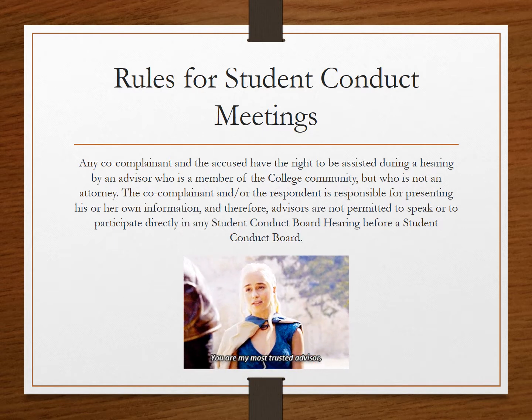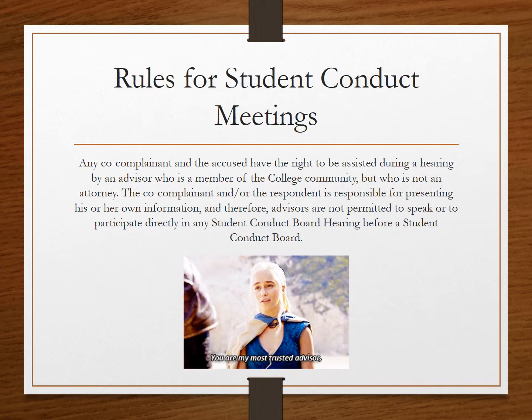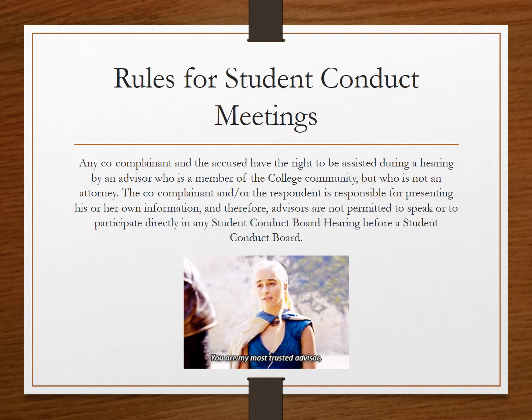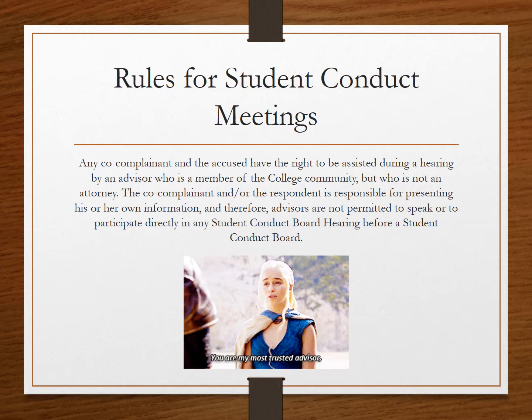Any co-complainant and the accused student have the right to be assisted during a hearing by an advisor who is a member of the college community but who is not an attorney. The student involved is responsible for presenting his or her own information, and therefore advisors are not permitted to speak or participate directly in the Student Conduct Board hearing. A student should select an advisor whose schedule allows attendance at the time and date of the Student Conduct Board hearing, because delays will not normally be allowed due to the scheduling conflicts of an advisor. The selection of an advisor is the responsibility of the student, though if help is needed, they may request assistance from the Student Conduct Office.